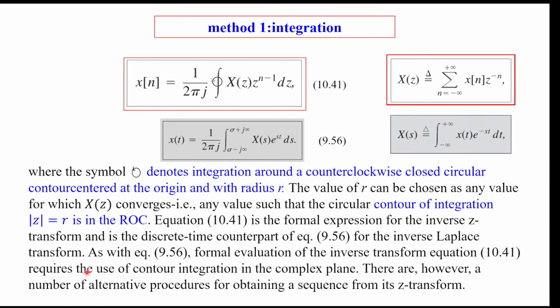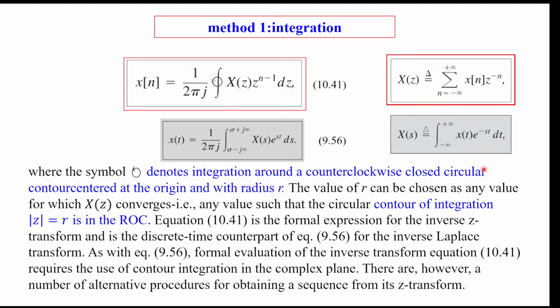And yeah, so this is the contour integral, and here we have some other formula for comparison. So this is the inverse z transform contour integral, and here we also have the inverse Laplace transform contour integral. You see it's quite similar. You have those 1 over 2 pi j. And then here we have the z transform formula and the Laplace transform formula for comparison.